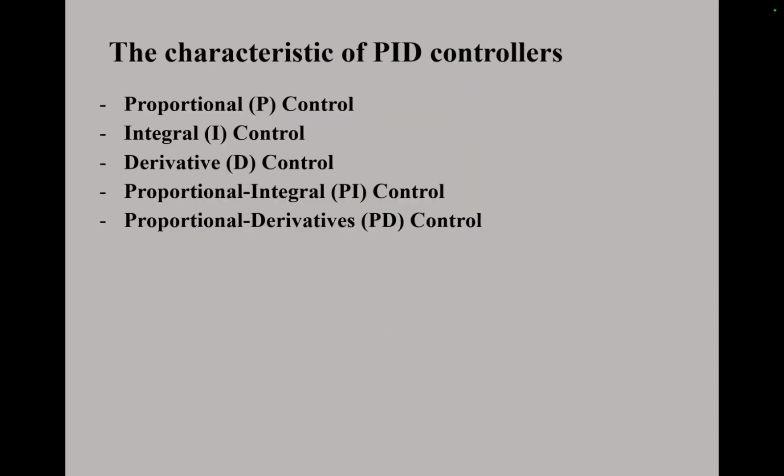Next are the characteristics of the PID controller. First is proportional control, then integral control, derivative control, proportional integral control, and the last one is proportional derivative control.